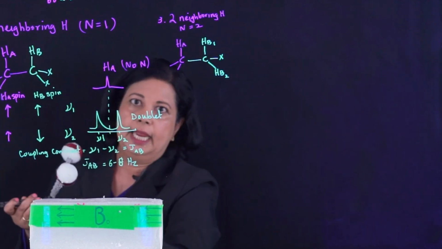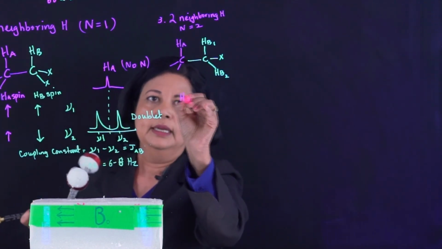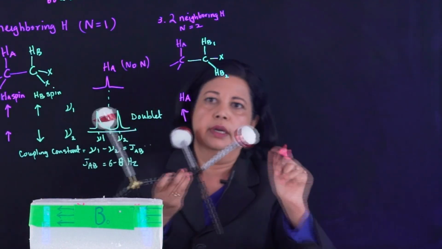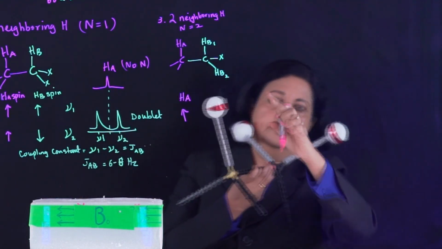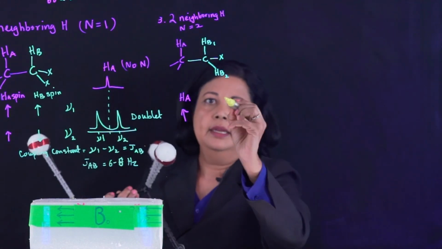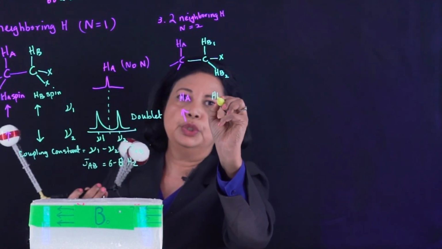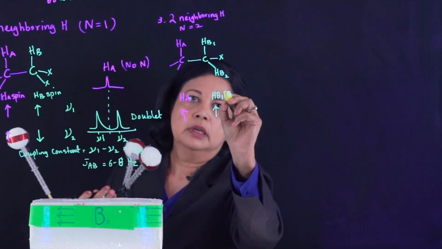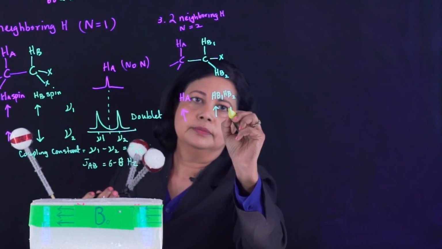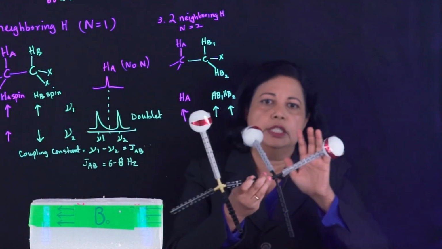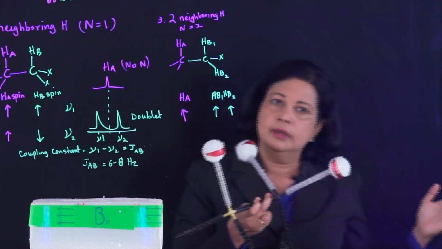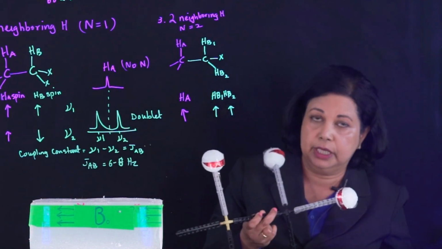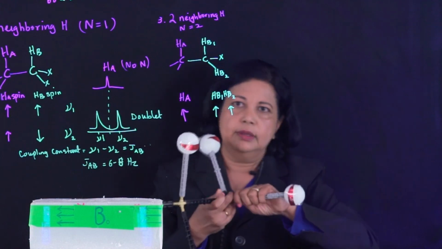So for when HA's spin is going in, let's say, this direction, I'm just going to put an up arrow for this spin. HB1 and HB2 can also go in the same direction. What are the other possibilities for this HB2? Well, there's also an equal probability that one of them can be going in the opposite direction. So let's look at that.